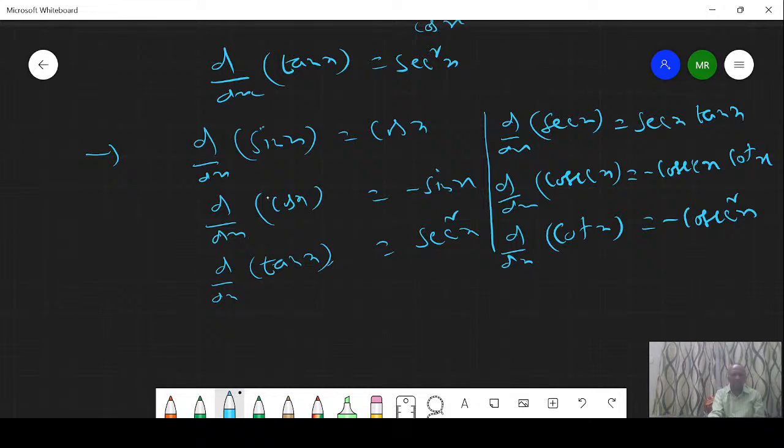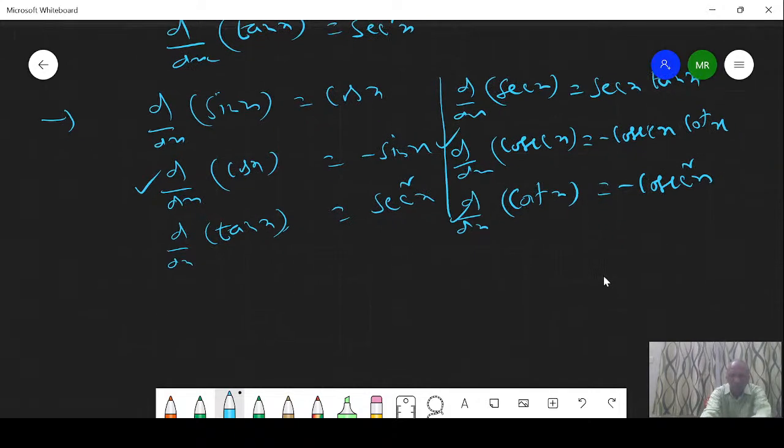Always remember, when the term starts with c, you see all these three, the right side will get negative. Terms starting with cos, cosecant, cot, the derivative becomes negative. Derivative of cos x is minus sin x, derivative of cosecant x is minus cosecant x cot x, derivative of cot x is minus cosecant square x. How I have done the previous three, similarly you can do all the remaining three also.